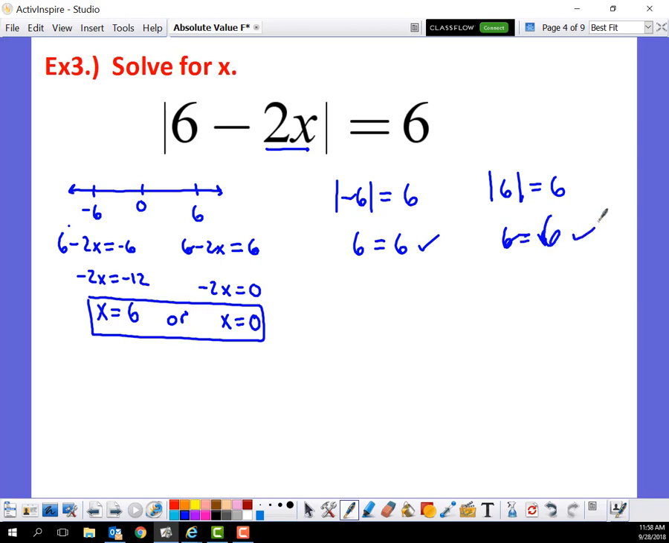6. That works. That's the strangest 6 I've ever drawn in my life. I have no idea what I was doing.